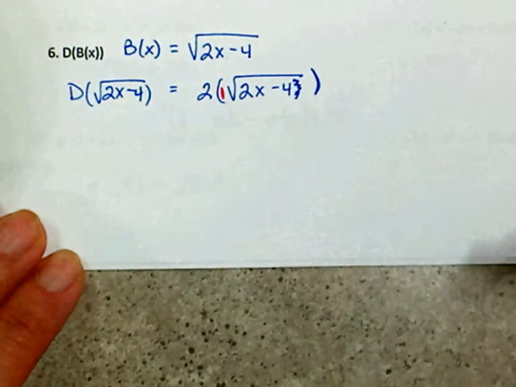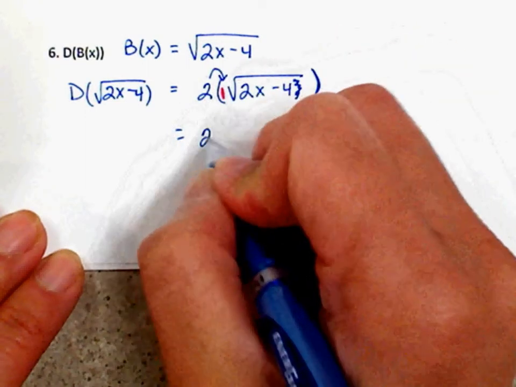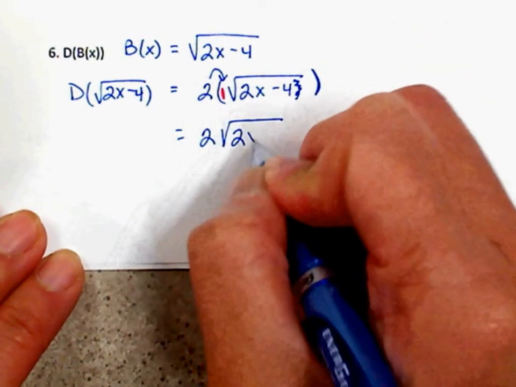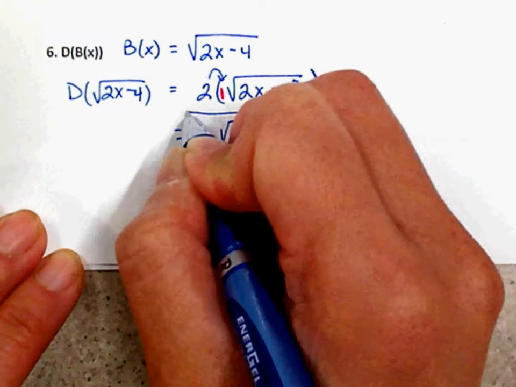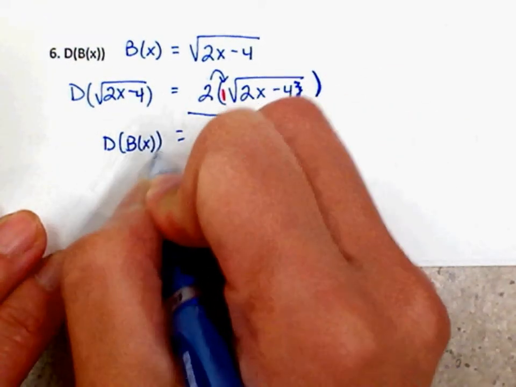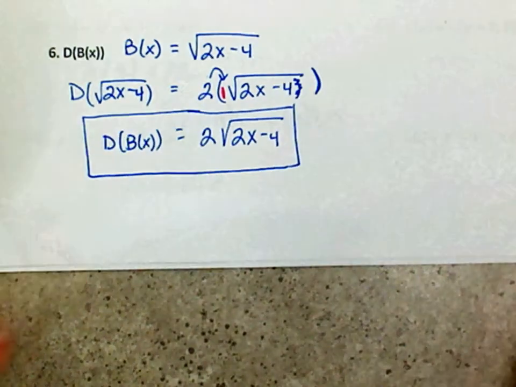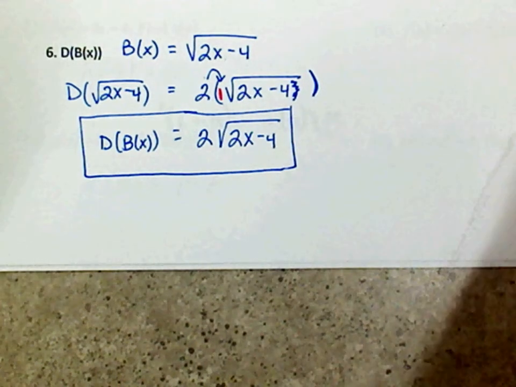There's your 1. So 2 times 1 is 2. Carry down your 2x minus 4. And that comes out to be D of B of X. In that case, you're just going to do the next case, but luckily we already have the same case. There is your work.